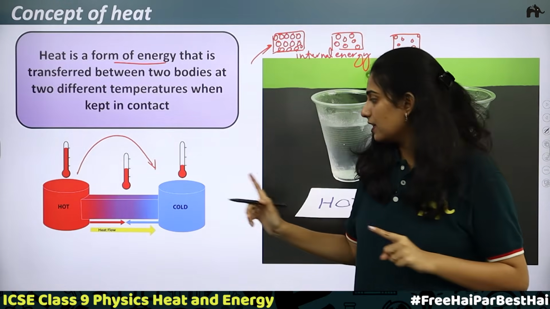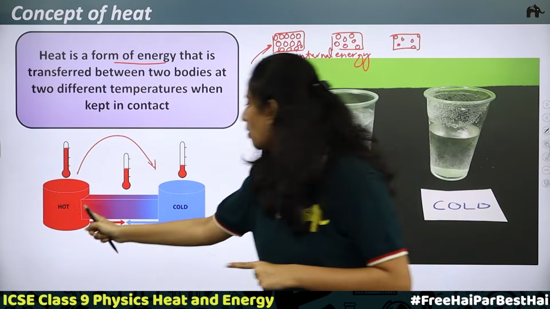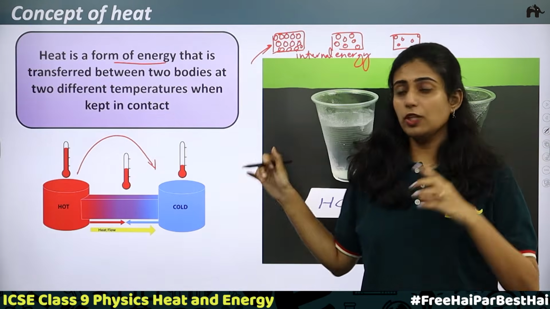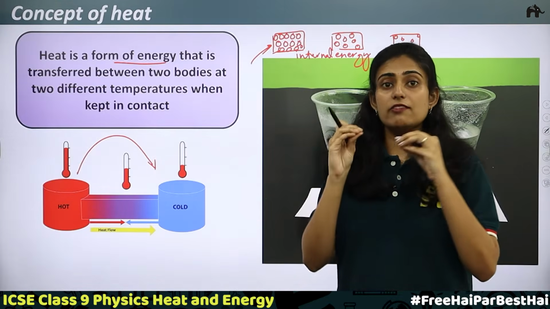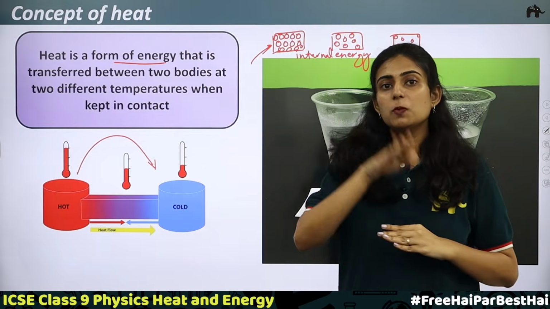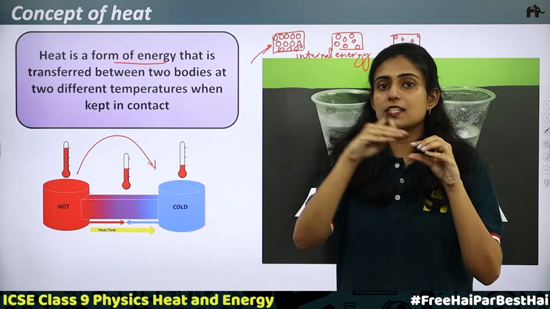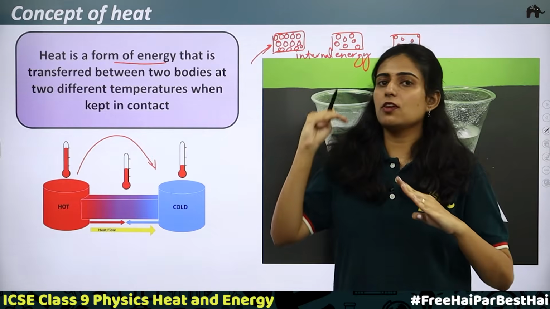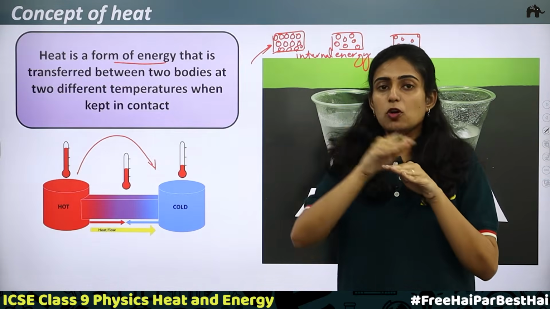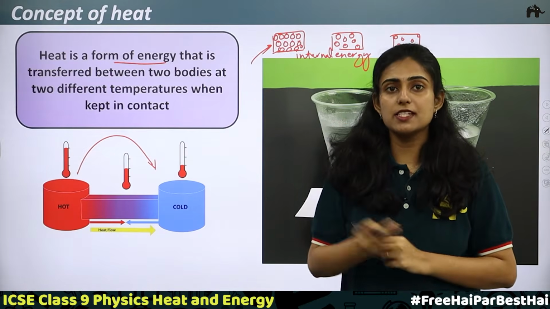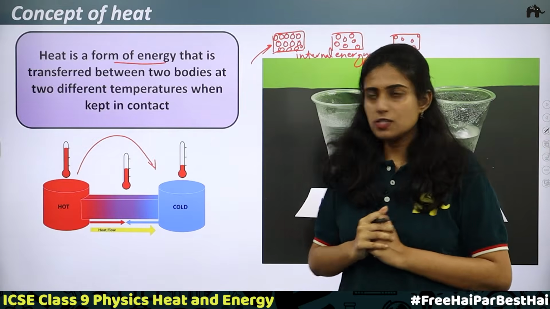Okay, so remember this thing: the energy flow direction is from hot body to cold body. When two bodies are kept in contact, they will reach an equilibrium when both bodies are at the same temperature. That is, from the hot body, heat starts flowing to the cold body, and the temperature of the cold body starts increasing. Once they reach equilibrium, that is, both bodies are at the same temperature, there will be no further heat flow. Clear? So, understood the concept?